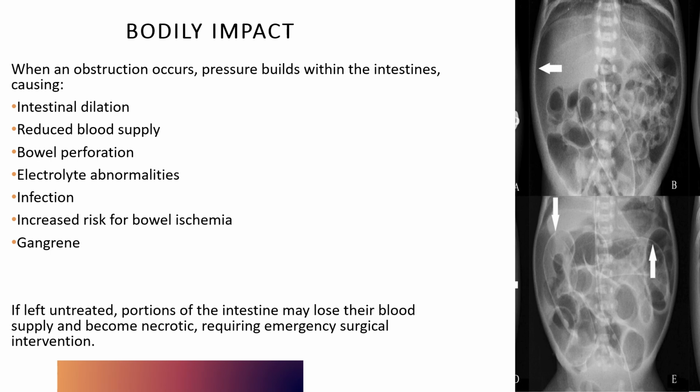Obstruction comes with a grave impact on the intestines. So you have intestinal dilation, reduced blood supply, and bowel perforation, where pressure in the blocked intestine can cause it to rupture, leading to a dangerous leakage of its contents into the abdominal cavity. You have electrolyte abnormalities. This obstruction can disrupt the balance of essential minerals in the body, leading to electrolyte imbalances that can affect your overall health.